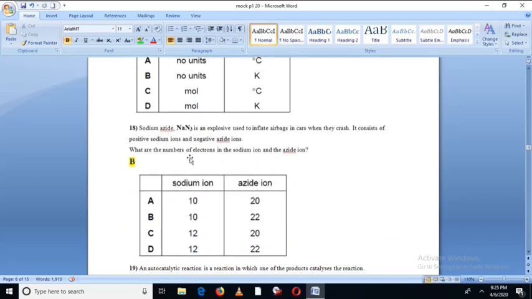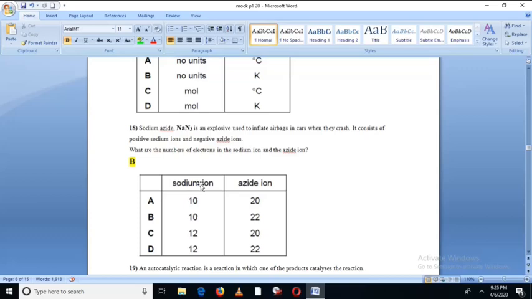In the 18th MCQ, he's asked, sodium azide is an explosive used to inflate airbags in cars when they crash. It consists of a positive sodium ion and a negative azide ion. What are the numbers of electrons in the sodium ion and the azide ion? Here, the sodium contains one positive charge, while there is one negative charge on the azide part, that is the N3 part. So, he has given us the options.